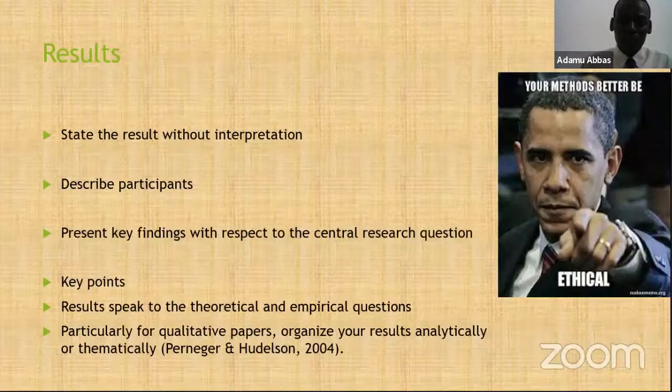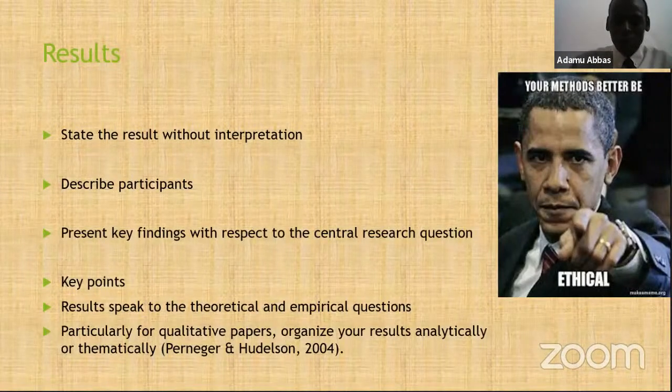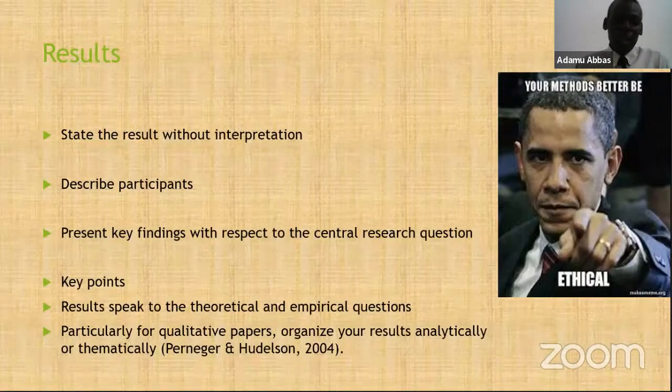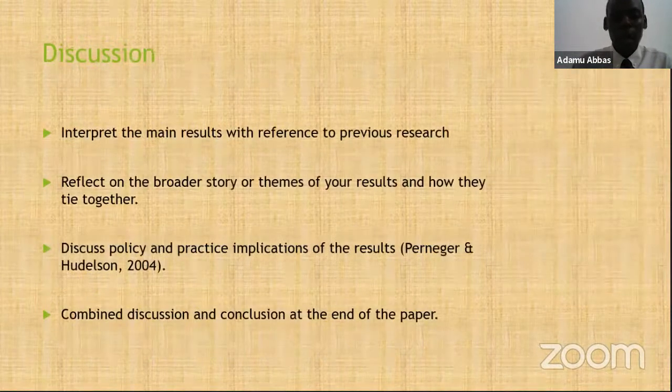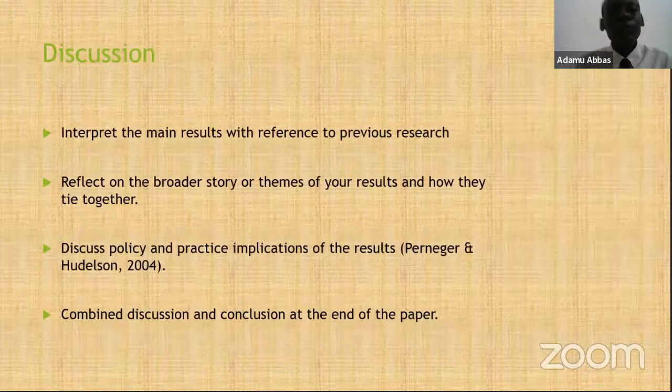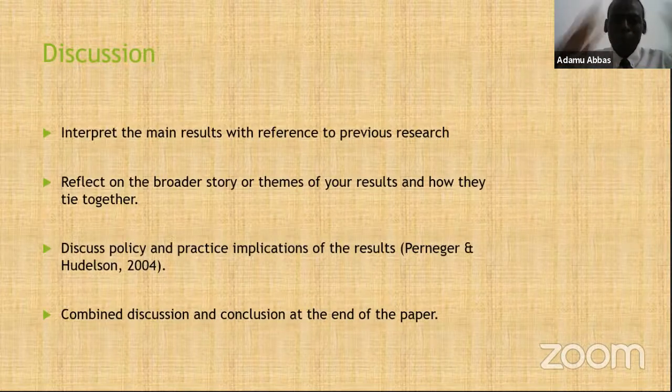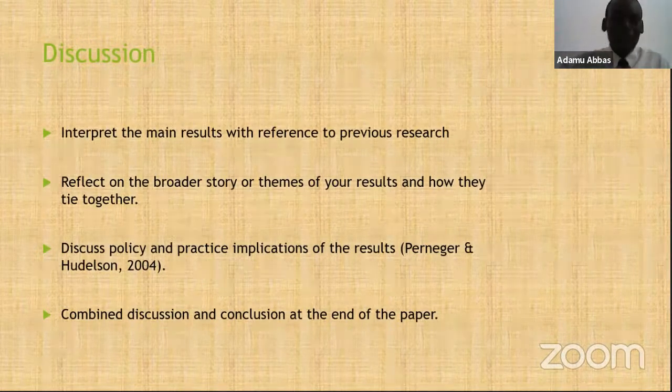So results basically speak to theory and empirical questions. For qualitative papers, mostly, you follow the themes: you report your themes after your thematic analysis, and the thematic analysis process that you have followed. So, the discussion part. In this part, you now discuss or interpret your results with reference to past studies.